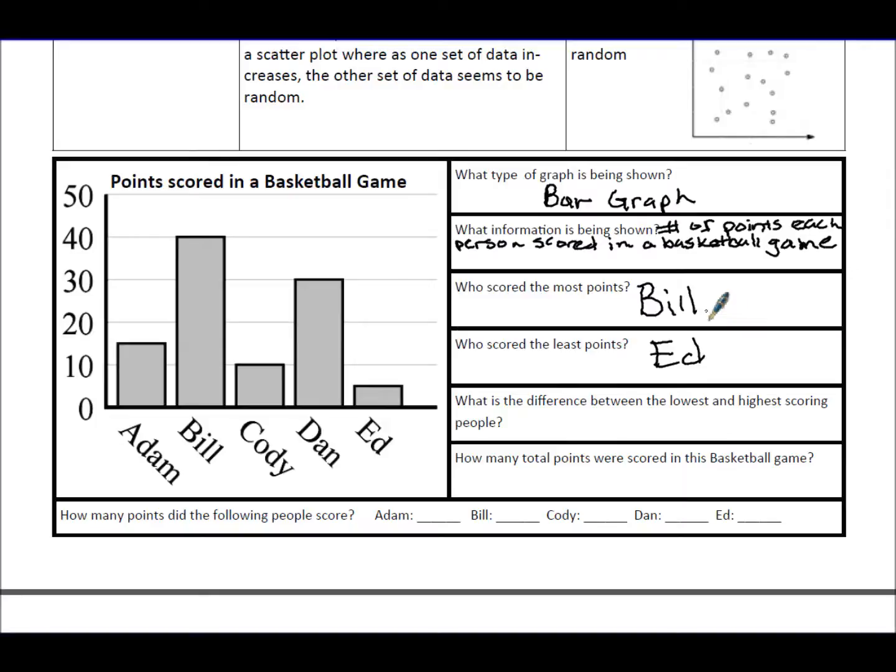And it's asking what's the difference between the lowest and highest scoring people. Well, Bill scored 40, and Ed, well, he's in between those two amounts, so the number that's in between 10 and 0 in the middle would be 5. So we see Ed only scored 5. So the difference between 40 and 5 would be 35. So it's pretty easy to see that difference. And we could also count up to 5 and then add 30 more.